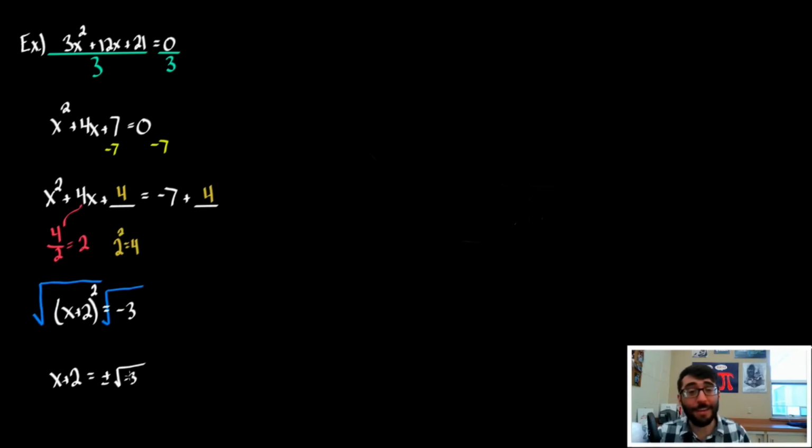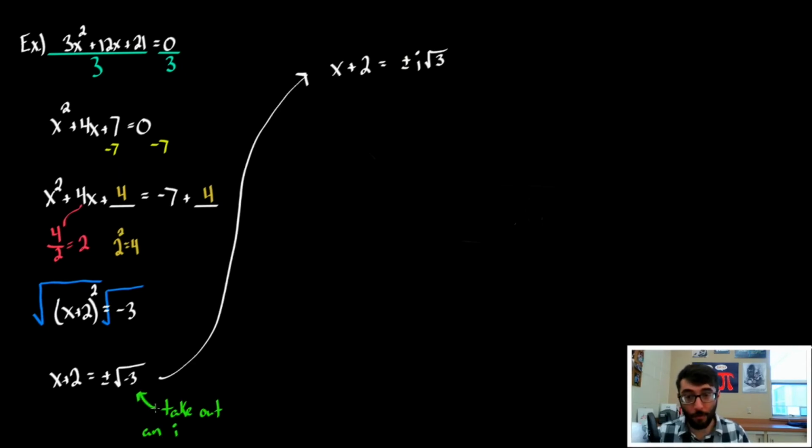So since there's a negative underneath the square root, I am going to take an i out of that square root, because remember, the square root of negative 1 is i. So I can take out an i, and that now becomes the square root of positive 3.